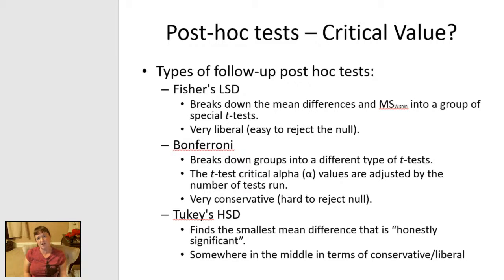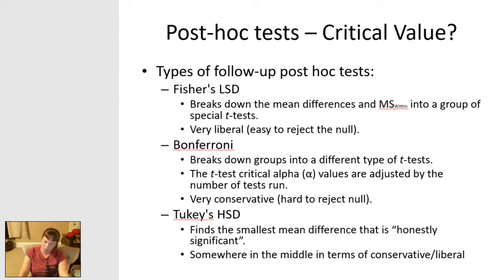Fisher's approach, doing Fisher LSD follow-up tests, essentially says inflated type 1 error is not a problem now. So your critical values are going to be exactly the same as they would be if you were just doing a regular t-test, except you're using n minus g degrees of freedom instead of n minus 2, and you're using mean square within instead of pooled variance. And so it's very easy to reject the null. You're not making any correction for the fact that you're doing more than one analysis.